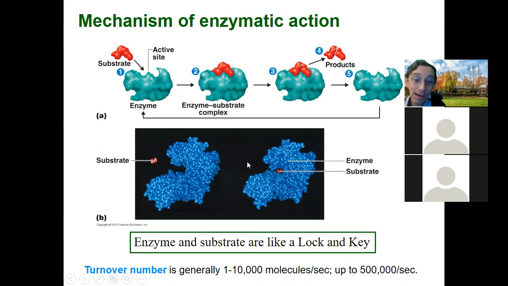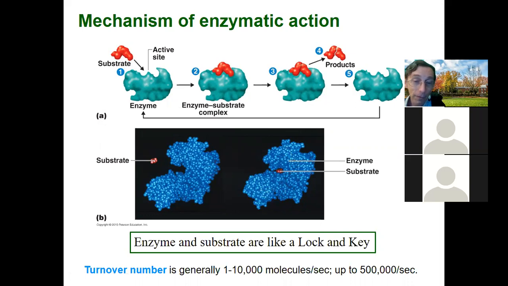So this is not the lock and the key model because the lock and the key don't change. This enzyme changes its shape when it binds to the substrate. And this we can call the hand in the glove model, where the glove molds to fit the substrate. The enzyme changes its shape.